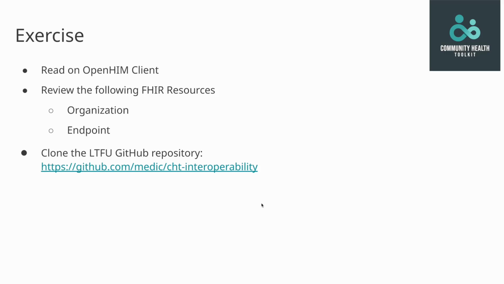the exercise section. In the exercise section, you're just going to be asked to complete 3 tasks. 1, read an OpenHIM client. 2, review the following file resource, organization, and endpoint. 3, clone the lost to follow-up GitHub repository.